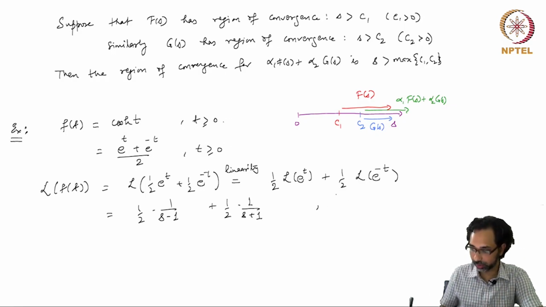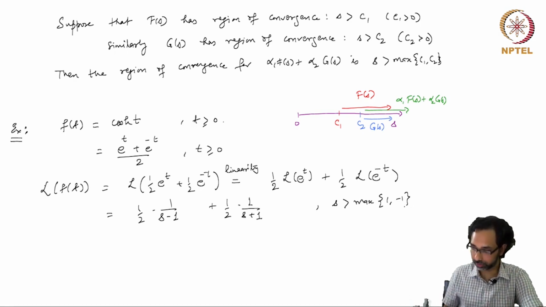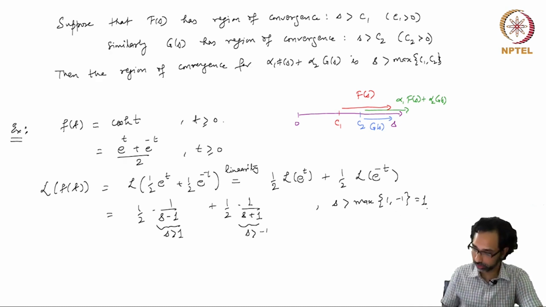And here the region of convergence will be s greater than the maximum of 1 and minus 1, because this is defined for s greater than minus 1 and this is defined for s greater than 1. So the sum is defined in the region s greater than 1, the maximum of 1 and minus 1, which is 1.